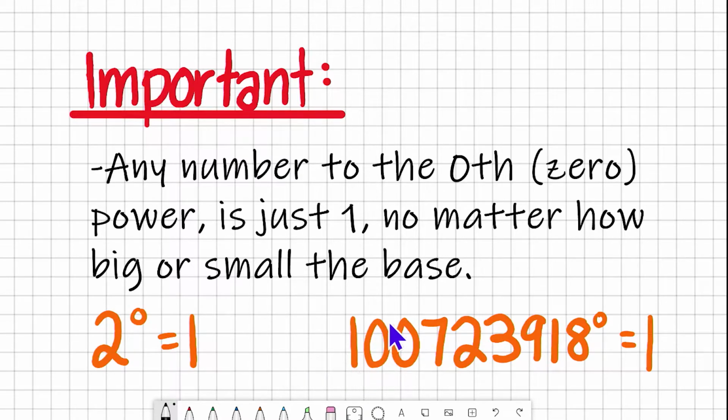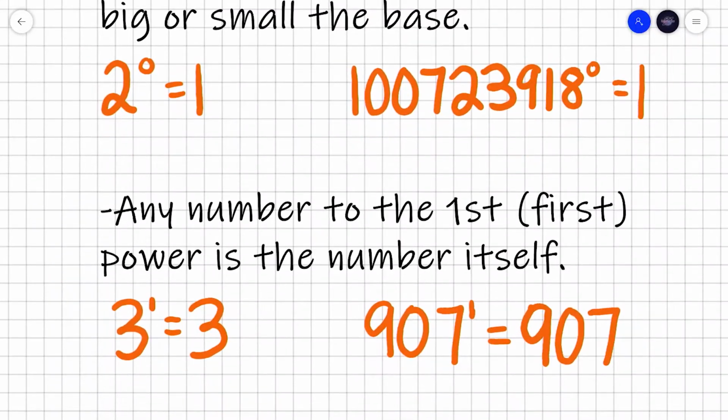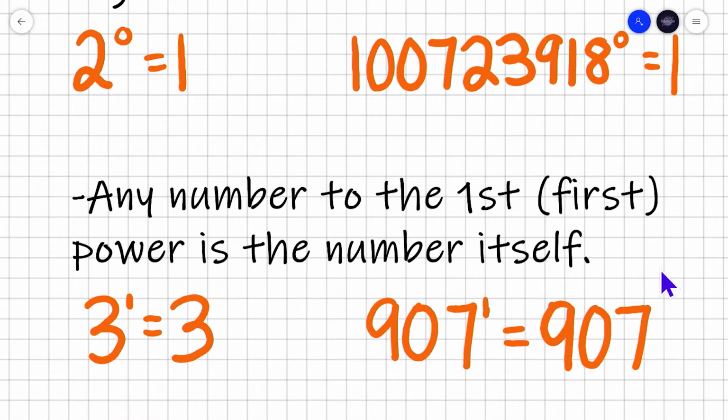So next, we are going to the second point I want to explain. Any number to the first power will just be the number itself. So it could be something like 3 to the first power. It's just going to be 3, because you can kind of think about it as 3 times 1 is just 3, you know.